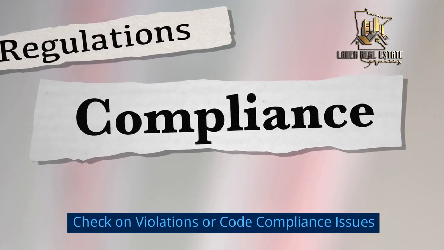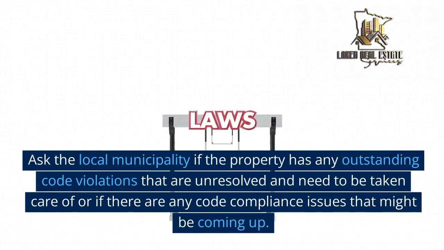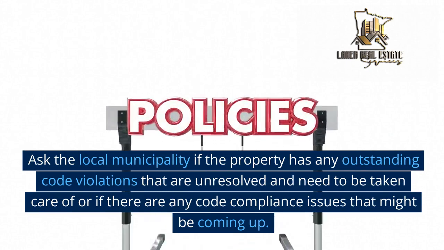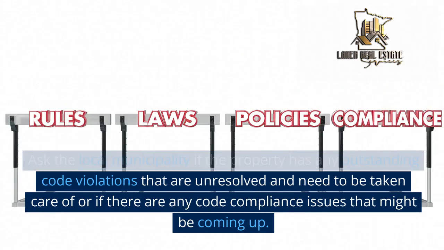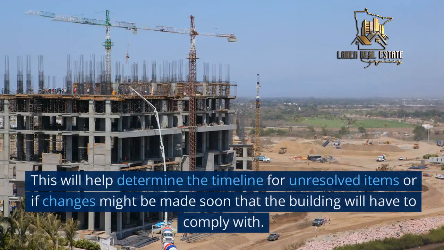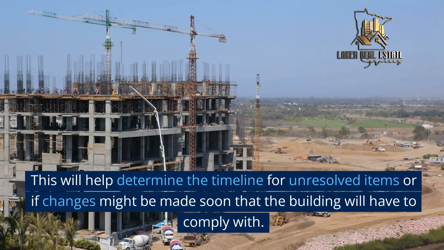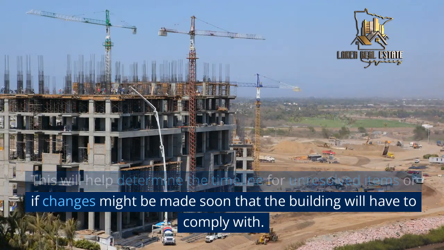Check on violations or code compliance issues. Ask the local municipality if the property has any outstanding code violations that are unresolved and need to be taken care of, or if there are any code compliance issues that might be coming up. This will help determine the timeline for unresolved items or if changes might be made soon that the building will have to comply with.